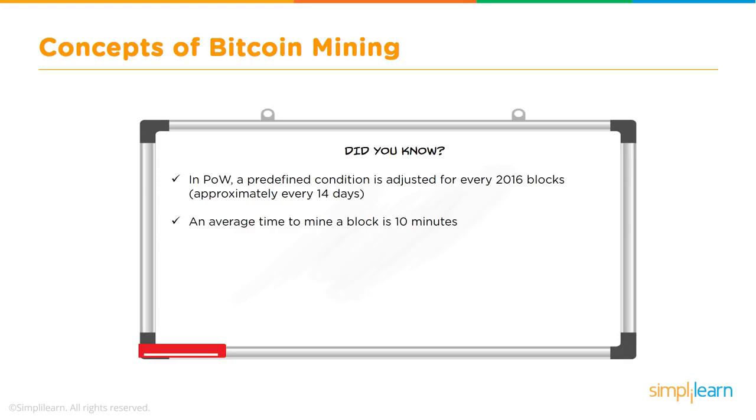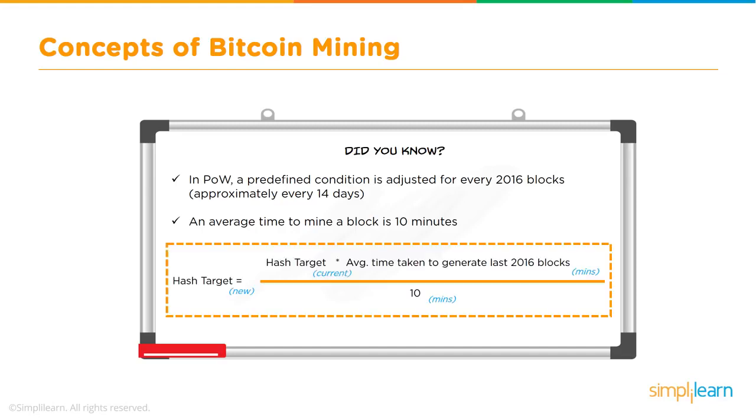Now let's take a look at certain facts. In proof of work, a predefined condition, the target, is adjusted every 2016 blocks, which is approximately every 14 days. And the average time to mine a block is 10 minutes. So basically, the target keeps automatically adjusting itself to keep the block generation within the 10-minute time frame. So this is the representation. In order to keep the time frame for block generation within 10 minutes, the target keeps on adjusting itself.